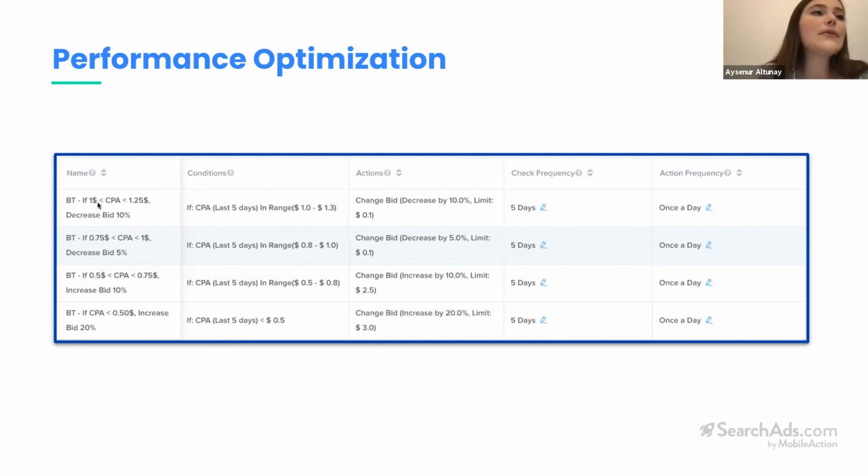And if my CPA is between $1 and 1.25, this time these keywords are above my KPI. These keywords are expensive for me, so I want to decrease my bids for these keywords by 10%. You can add a lot of other metrics, a lot of other conditions here at the same time as well. You can decrease or increase bids in a very complex way.